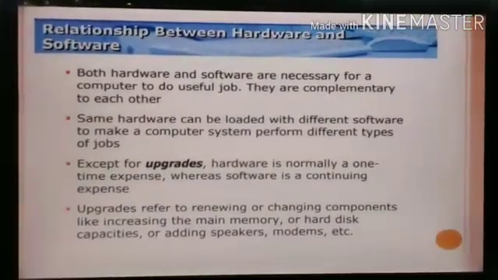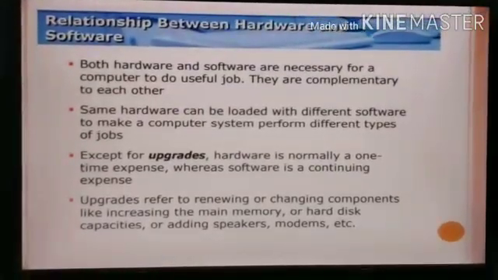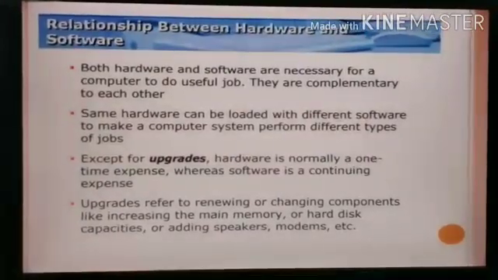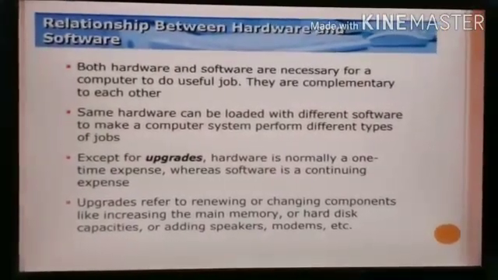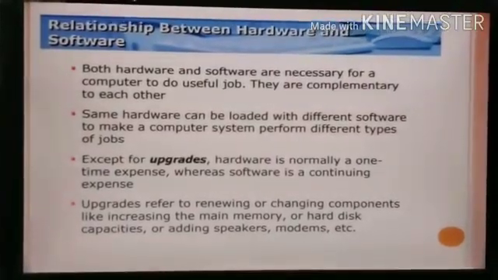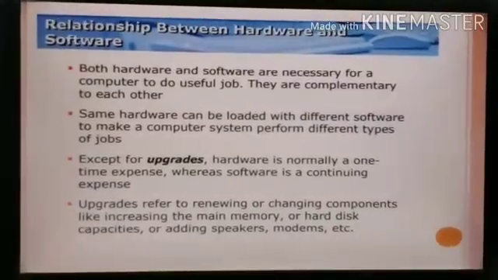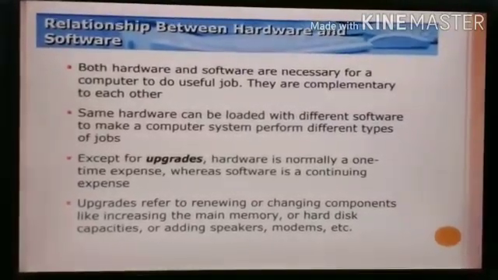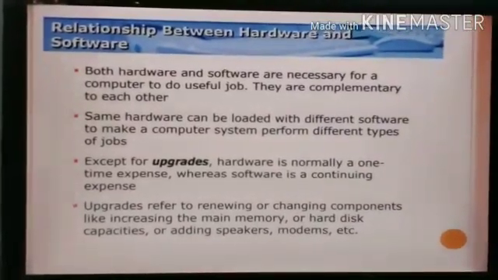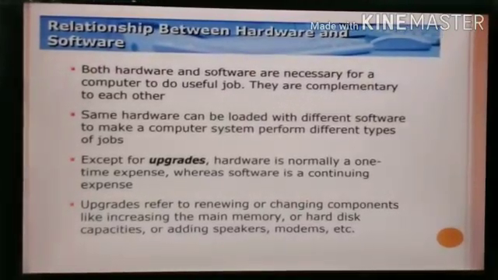Now, the relationship between the hardware and software. Both hardware and software are necessary for a computer to do a useful job. These are complementary to each other. Without any part, either hardware or software, the computer is unable to perform its tasks. So both the parts are necessary for doing any type of task on a computer. The same hardware can be loaded with different software to make a computer system perform different types of tasks or jobs.